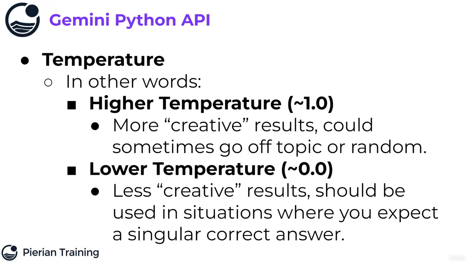Lower temperatures, closer to 0, give you less creative results. That should be used in situations where you expect a singular correct answer. So if you were designing a quiz where you knew there was one correct answer, like what's the capital of France, you should set a lower temperature to always try to pick the most probable tokens.